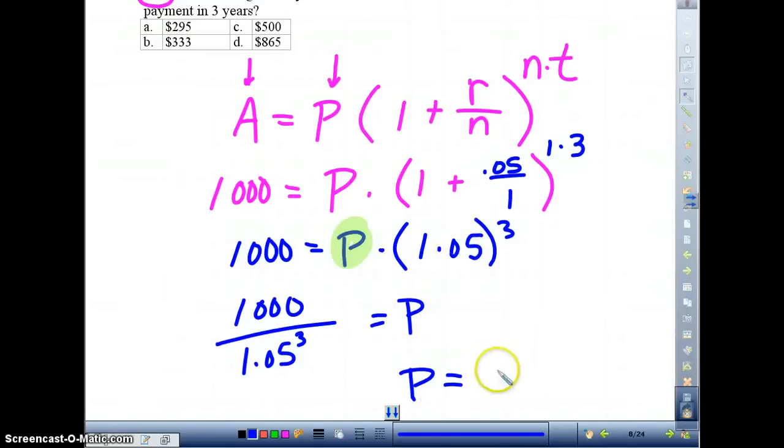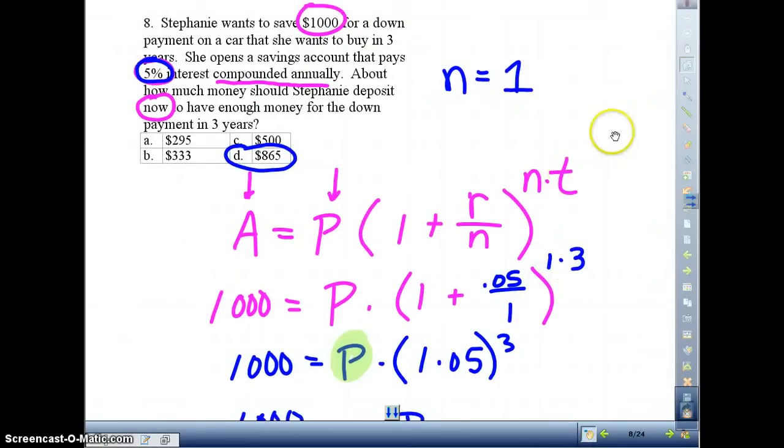I got 864, which is really close to 865. So on this one, the answer is D. Okay, they must have done some rounding that I didn't do. So that's number 8. Is that what's in our answer bank? Okay, let's go on to number 9.